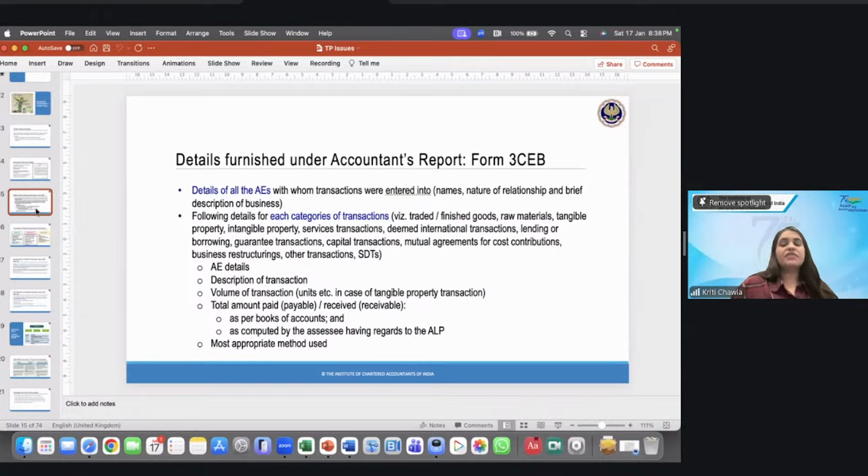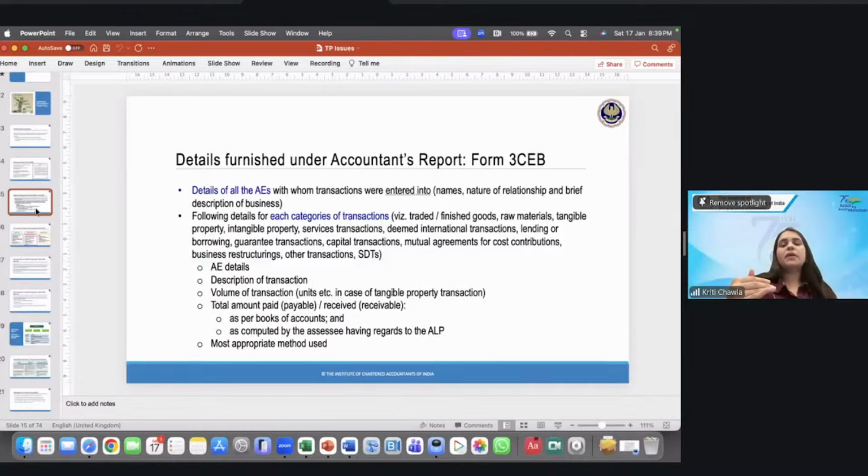Apart from service transaction, there is also a tangible property transaction. Well, what you do is you go to that particular clause, say which AE was the one with which tangible property transaction has happened, what is the nature of the transaction, what is the amount as per books, what is the amount as per ALP, and then what is the method that has been undertaken to benchmark that kind of transaction. So that is part B.